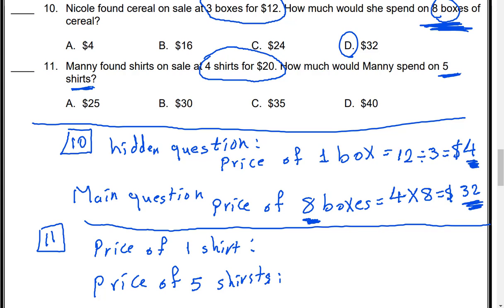How to find the price of one shirt? 4 shirts for $20. So we should divide the 20 by 4, my hero. This is the price of 4. So 20 divided by 4 equals 5. Okay, I'll choose another hero to help me with the second part. Thank you, my hero.